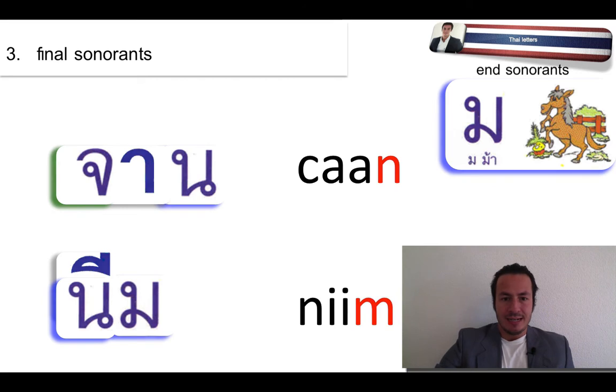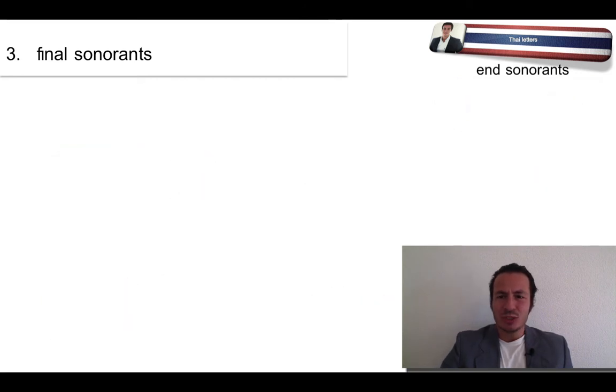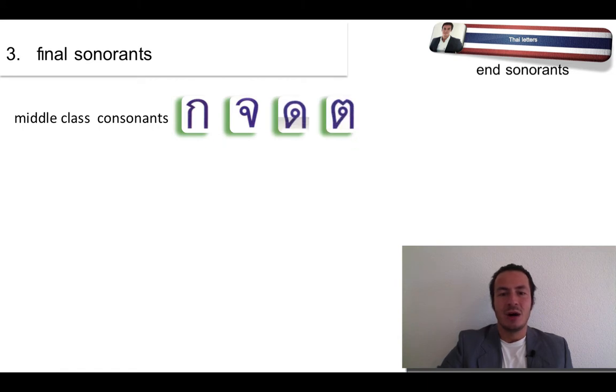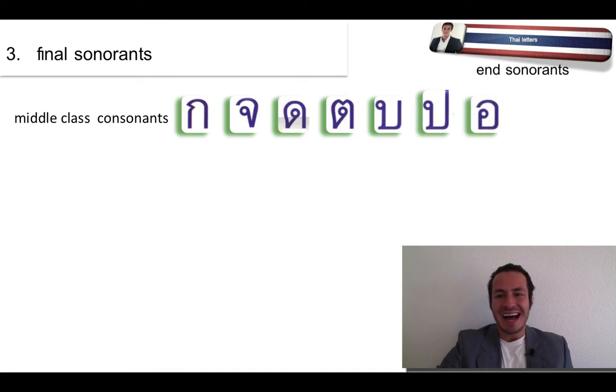All right, now in order to tell you a little bit more about what a sonorant means, let's see what we've learned so far. So far we have learned the middle class consonants ka kai, da chan, da dek, da tao, ba bai mai, ba ba, and ang.